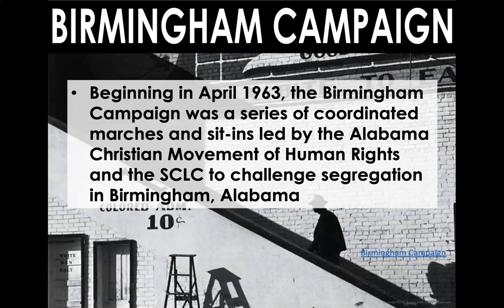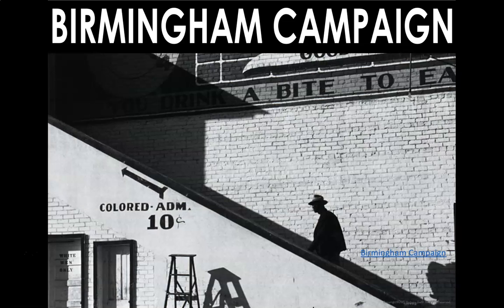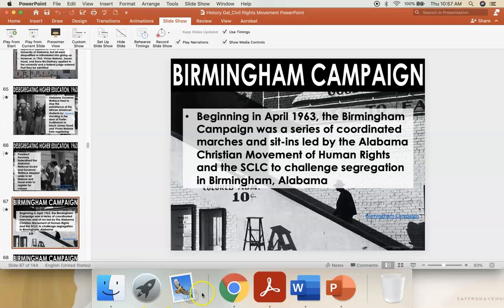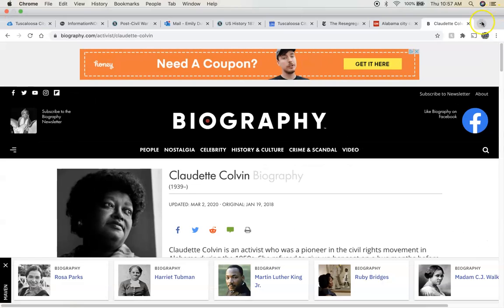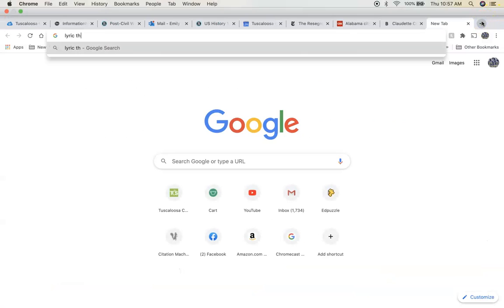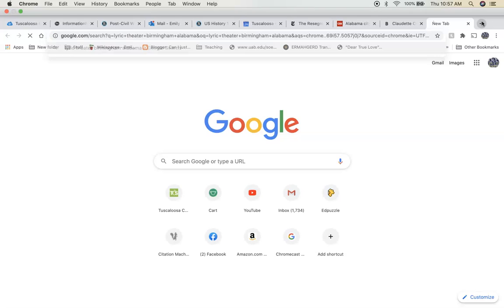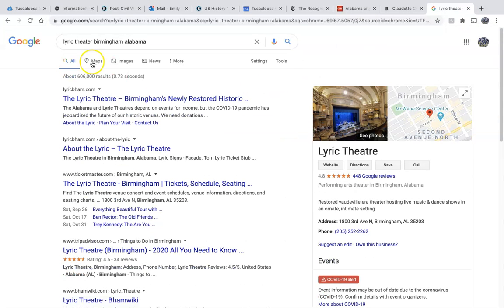This is another thing I want you to see. Let me go back to this picture. Notice that in this building, colored admittance was in a back entrance. Let me show you another picture. The Lyric Theater, that's actually in Birmingham, Alabama.